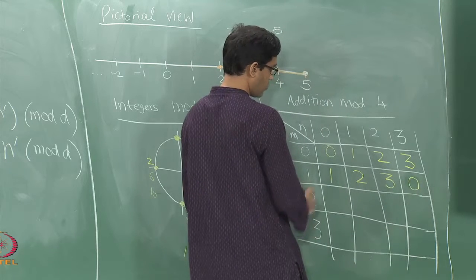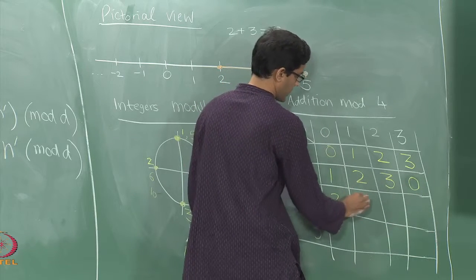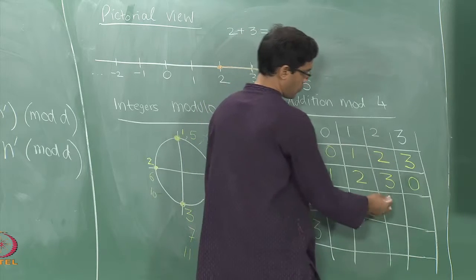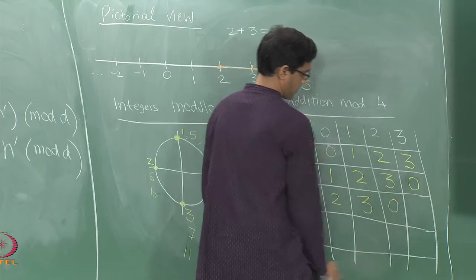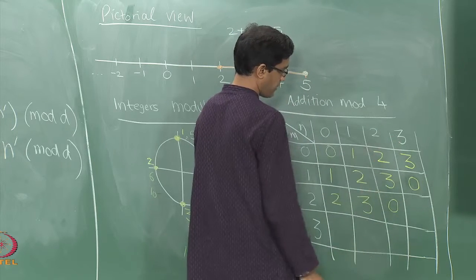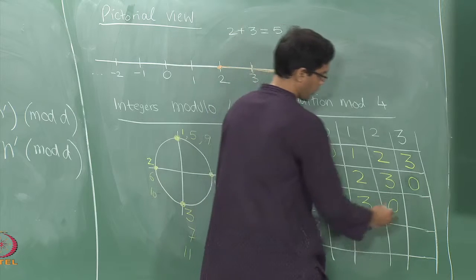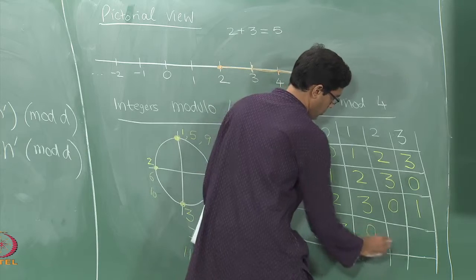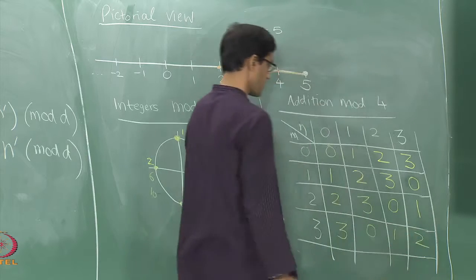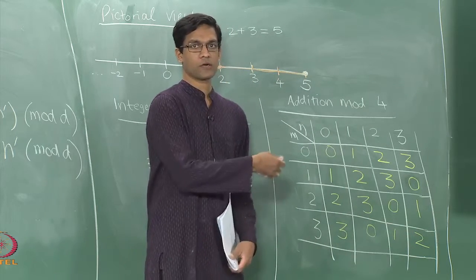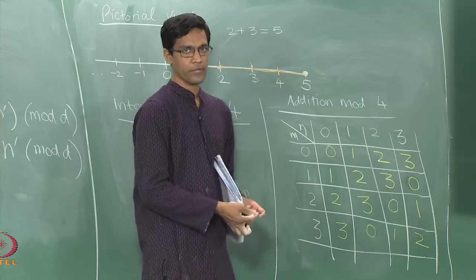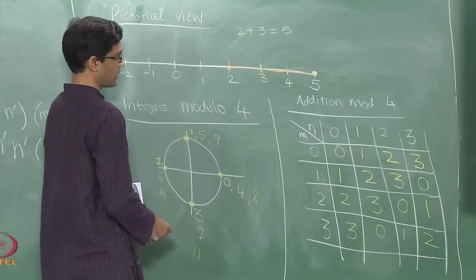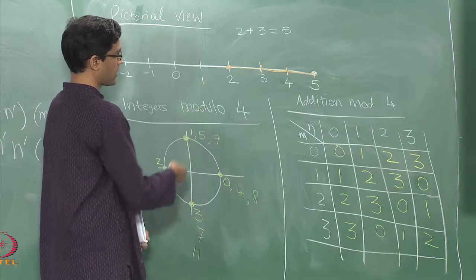Similarly, 2 plus 0 is 2, 2 plus 1 is 3, 2 plus 2 should be a 4 morally, but a 4 is really a 0 because that is a remainder. Similarly, 2 plus 3 is 5, but 5 when divided by 4 gives me remainder 1. Okay, so similarly this row is 3, 0, 1 and 2. So this is what the addition table modulo 4 means.